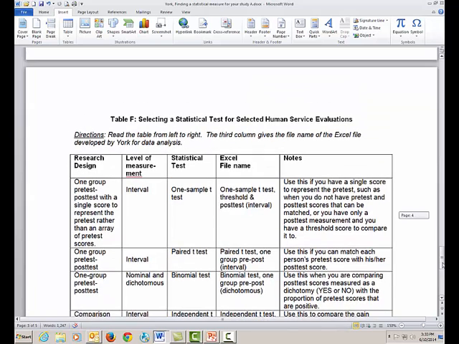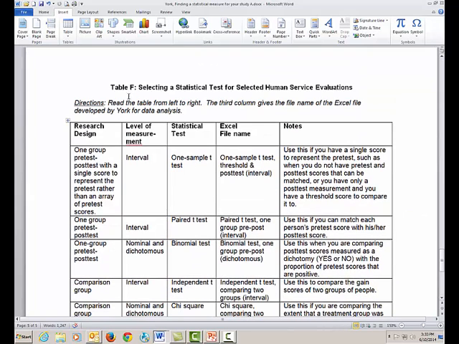Before I finish though, let me go to table F, which is a little bit different, because this is selecting a statistical test for selected human service evaluations. This is when you're doing an evaluation type of study. You're evaluating an intervention. Here we have a different kind of set of instructions.